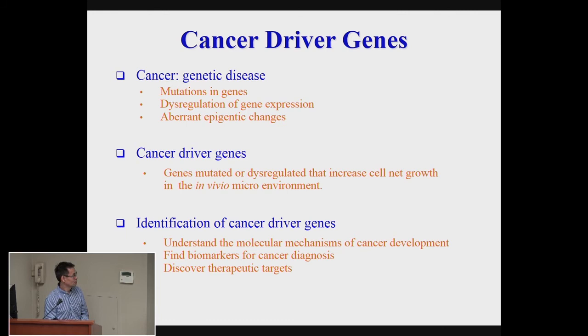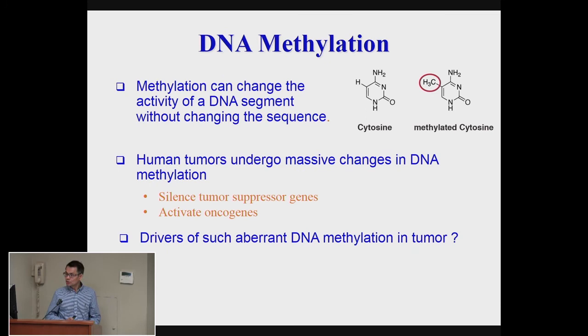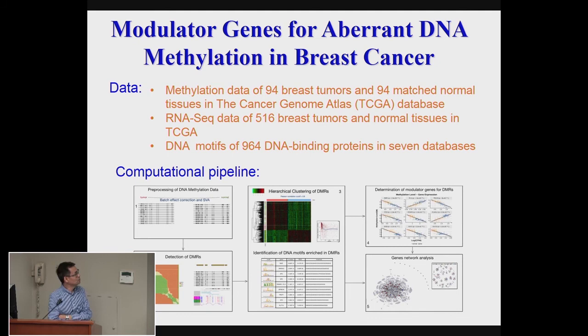Right? So now, I'm going to talk about our work on DNA methylation. So we know DNA molecules consist of four nucleotides. Now one nucleotide called cytosine can be methylated. And people found that human tumors undergo massive changes in DNA methylation. This can silence tumor suppressor genes and activate oncogenes to cause cancer. So really we want to know what genes cause this massive dysregulation in methylation.